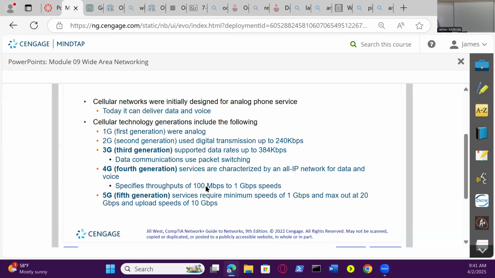So that means you can go in and say, we got 4G, 100 megabit. Theirs is 1 gigabit, but it's still fourth generation. And then fifth generation: minimum speeds of 1 gigabit, 20 gigabit uploads, speeds of 10 gigabit. It's a lot of stuff shooting through your brain. That's all I'm going to say.